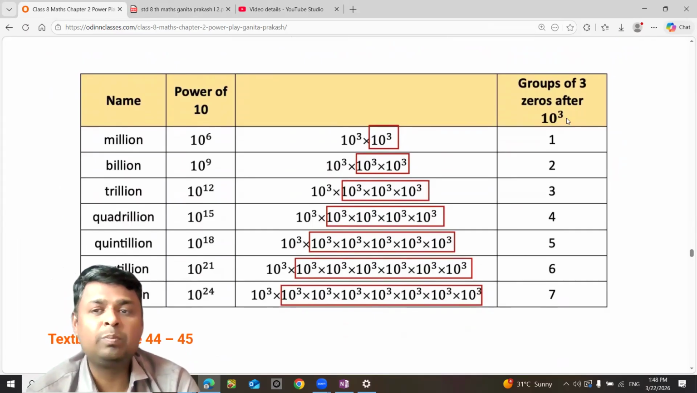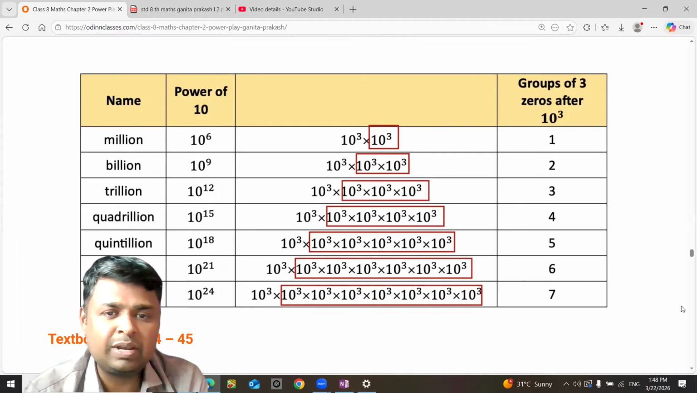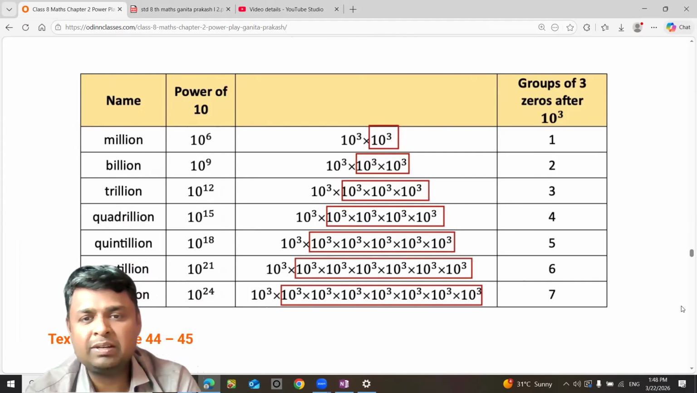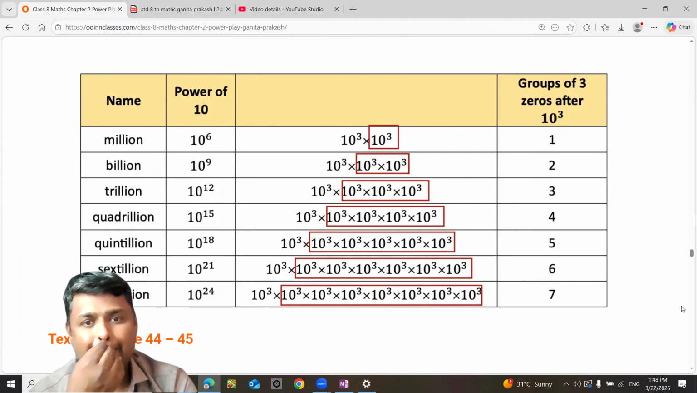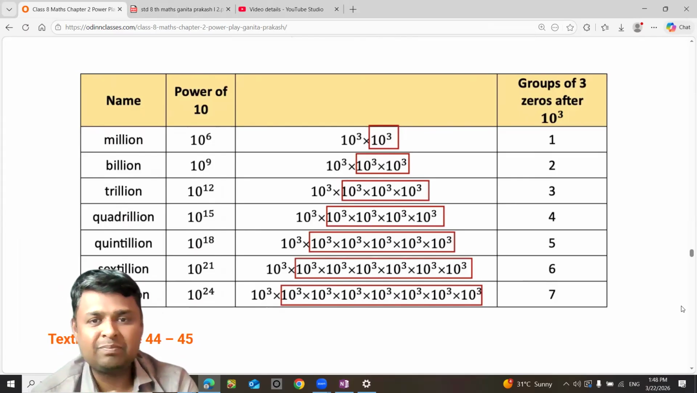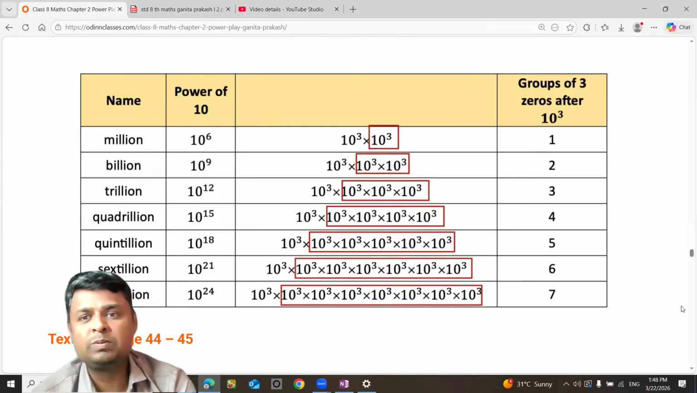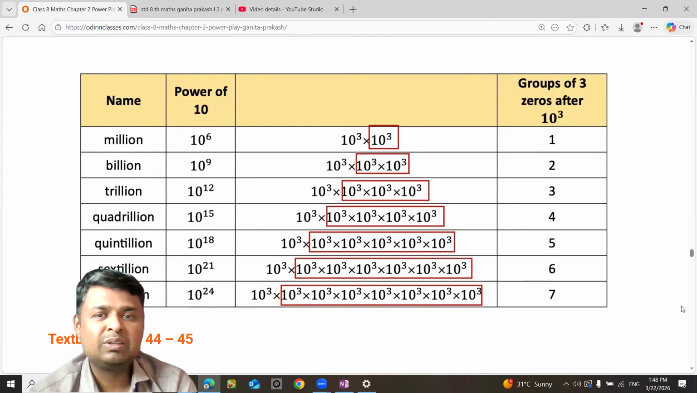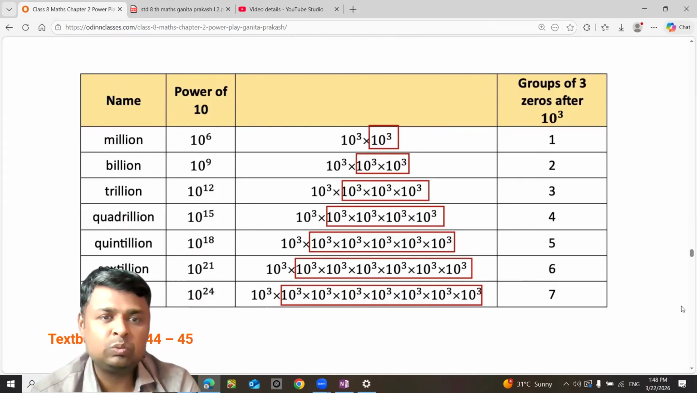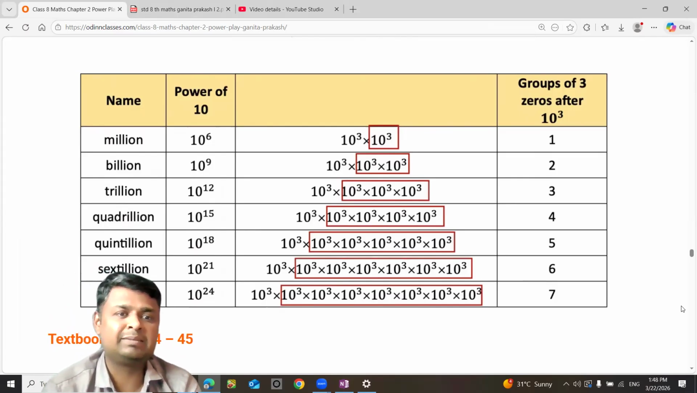So how many groups of 10 raised to 3 are there? That you have to check. For billion, it is 10 raised to 9, so 10 raised to 3 into 10 raised to 3 into 10 raised to 3. So one 10 raised to 3 is there, and after that, two more groups are there. Okay, groups of 3 zeros after 10 raised to 3. So million is one group, billion is two groups, trillion is three groups, quadrillion is four groups, and like that.